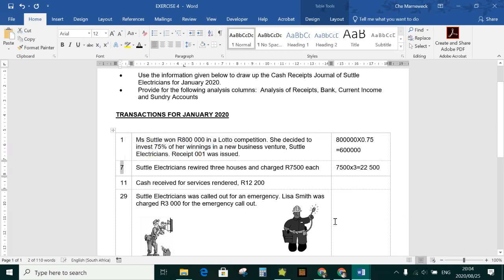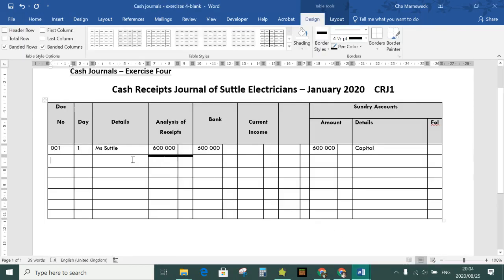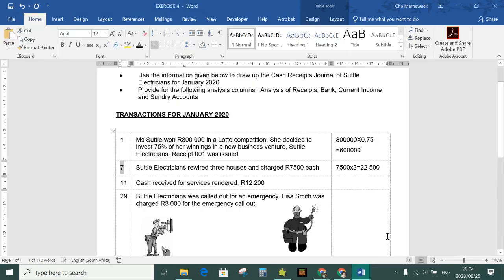It's day 7. So on day 7, we provided a service. Whenever we've provided a service, unless they tell us a receipt number, it is going to be cash register roll. We write services rendered. How much was it? 22,500. Check, do we receive more money on day 7? So we have a look. No, that's the only transaction for day 7.